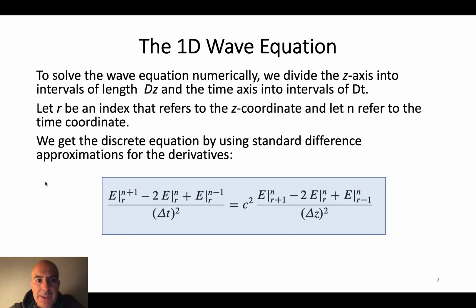We saw this before, that we can discretize the 1D wave equation by using standard difference approximation for derivative. In this case, we have two second-order derivatives, and we use the usual formula to calculate the second-order derivative for the time domain and the space. From this equation on the slides, we can find an expression for E_r, so the electric field at one point at the next time step, that is n plus 1.